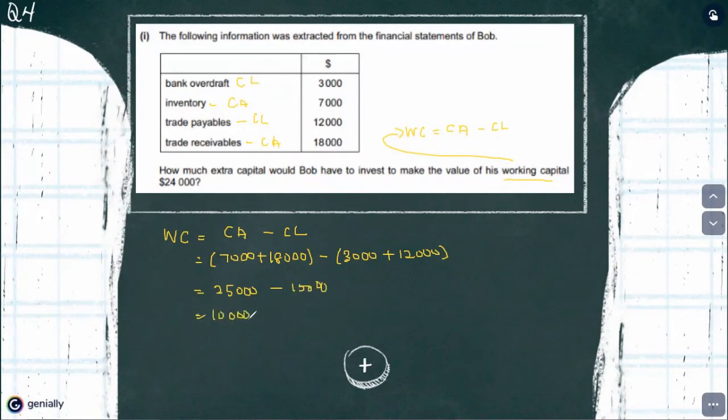Now your working capital is 10,000, but the question is asking how much he needs to add in so that his working capital becomes 24,000. So he needs to add in another 14,000. So the answer is 14,000. Okay.